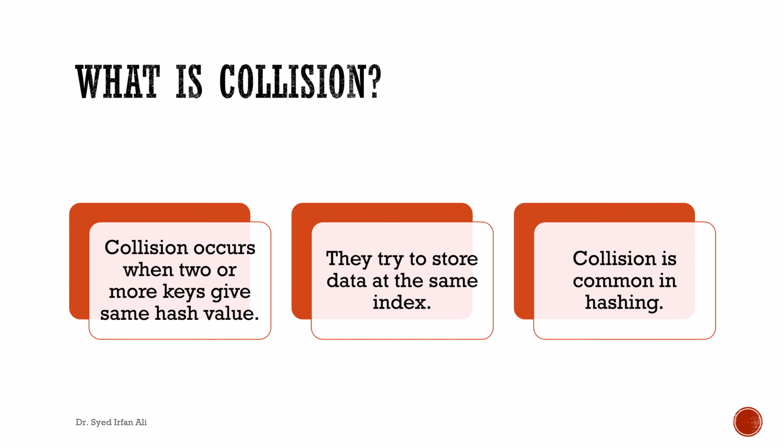Let us first understand what collision means. A collision occurs when two or more keys produce the same hash value. This means they try to store data at the same index in the hash table. Since one index cannot store multiple values directly, this situation is called a collision. Collision is very common and cannot be completely avoided in hashing.